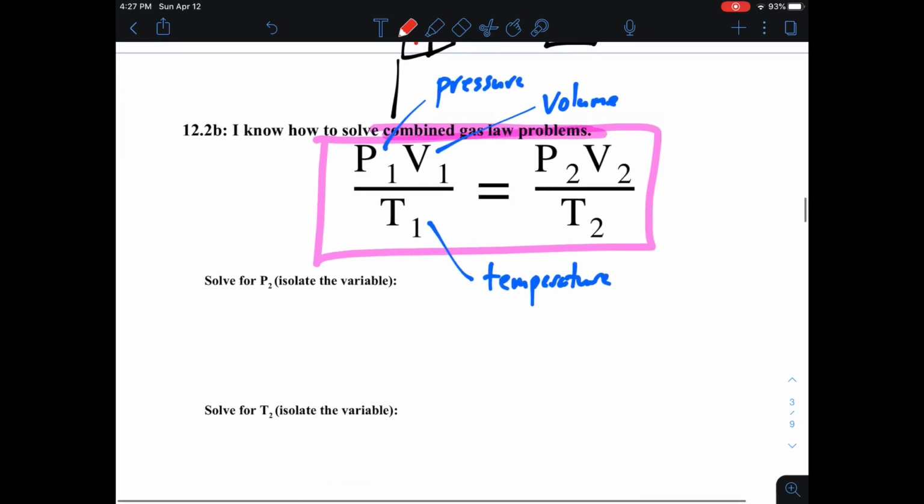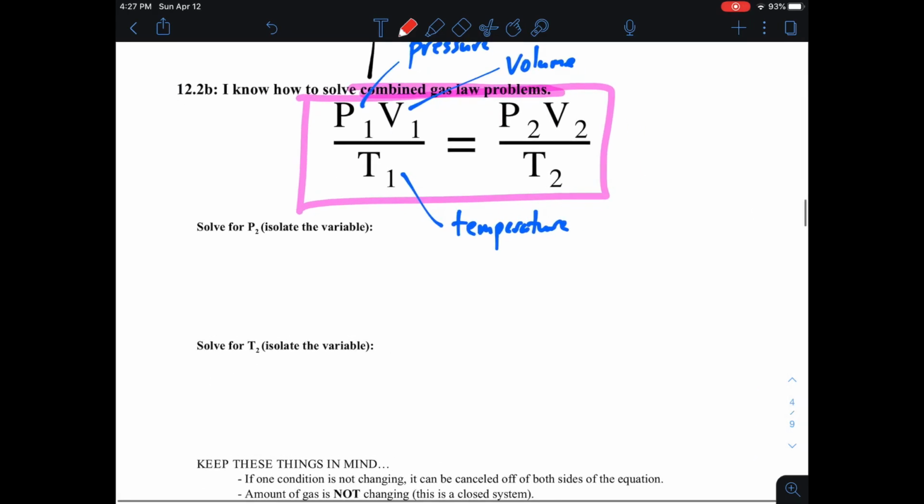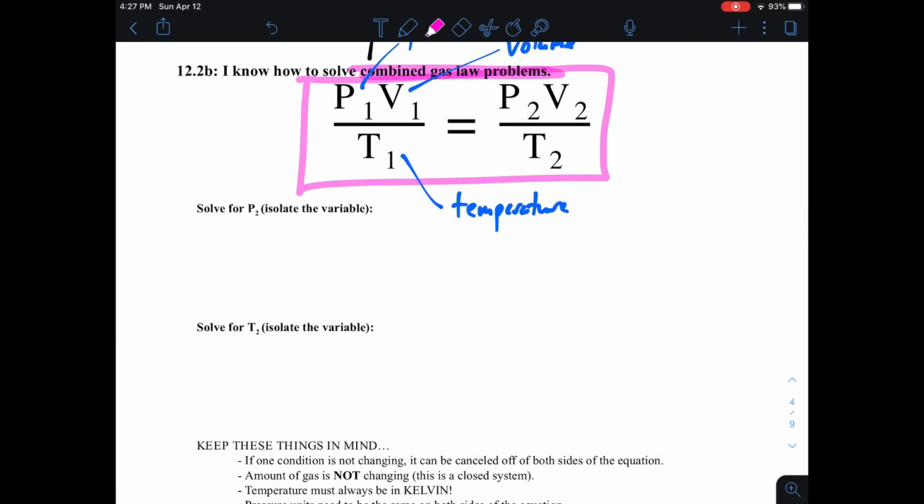Before we start plugging in numbers in the combined gas law, I want you to try solving for P2 and T2. When I say that, I mean isolate the variables, like in math you might isolate X. In this case, I want you to isolate P2 and T2. Go ahead and pause because I'm going to solve them out pretty quickly here. So hopefully you had a chance to solve for P2.